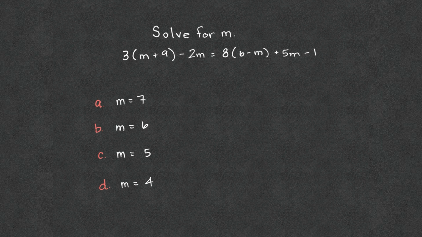We are going to solve for m. We have 3 times (m plus 9) minus 2m equals 8 times (6 minus m) plus 5m minus 1. Is it A, m equals 7, B, m equals 6, C, m equals 5, or D, m equals 4? Why don't you take some time to hit pause right here, work through the problem yourself, and then we'll go through the problem together. So hit pause now so you can try this on your own.